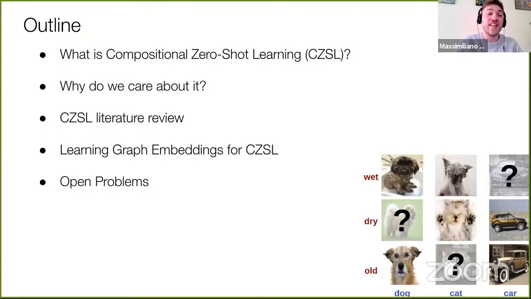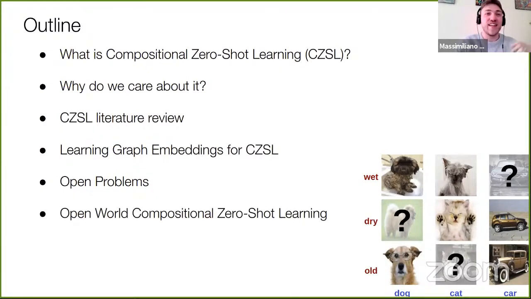Then I will briefly mention what the open problems are in compositional zero-shot learning. And then I will talk about how we try to attack one of these problems, which is the open world scenario. And then I will talk about some conclusions and future work.